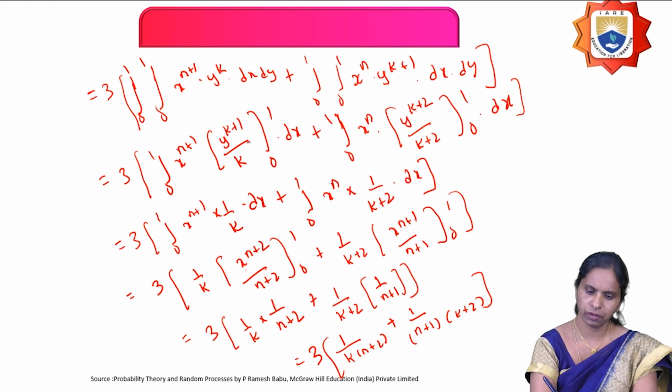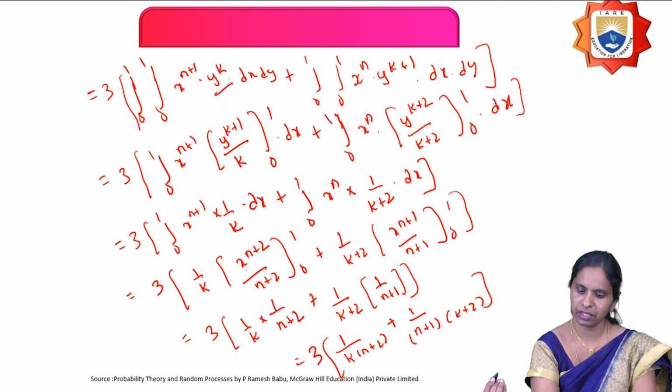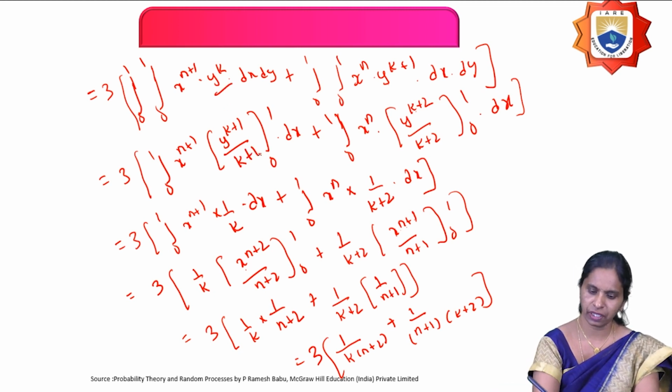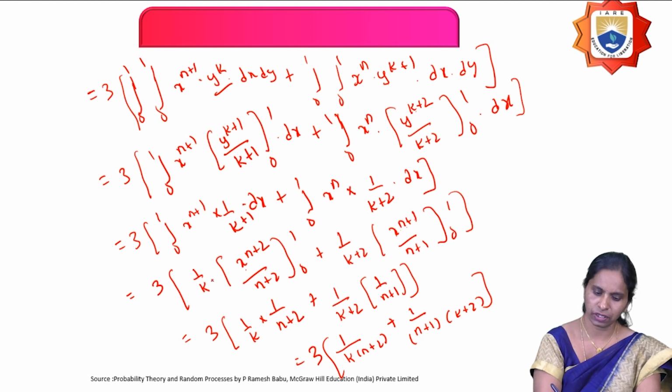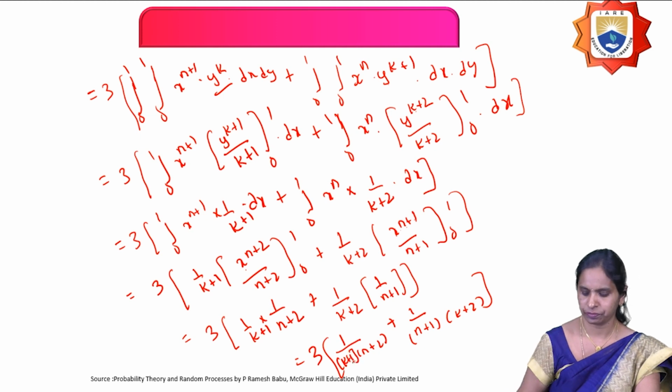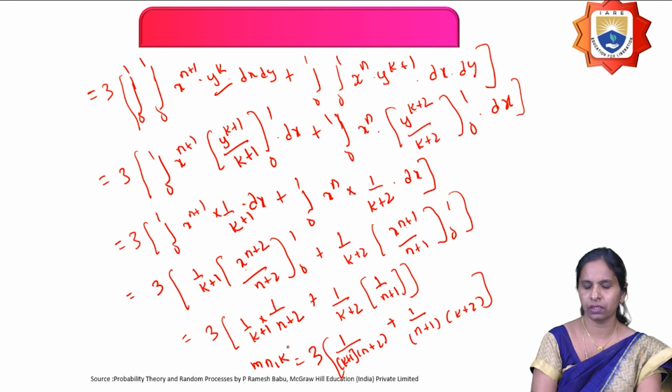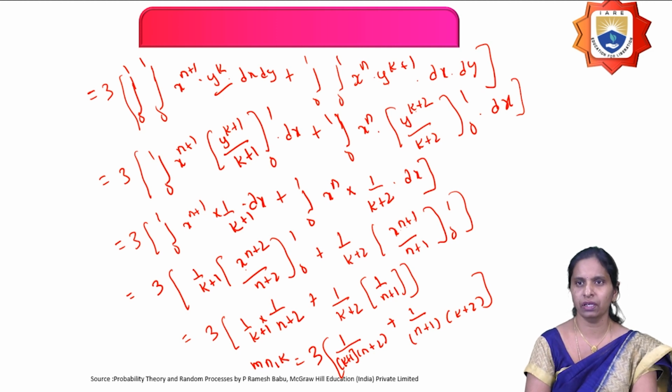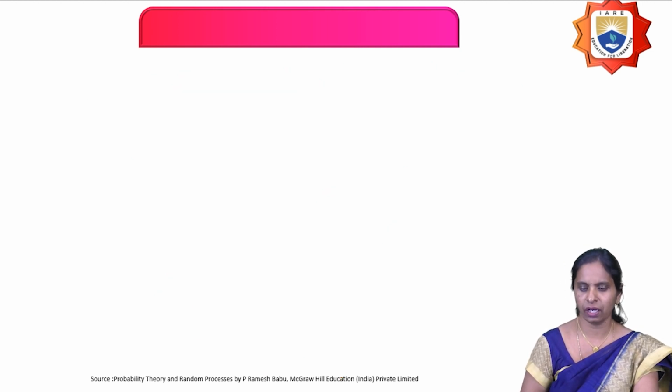Here the integration of y power k is y power k plus 1 by k plus 1. This is not k here, this is k plus 1. So here also it is k plus 1. So here what can you obtain? k plus 1. So this is the n plus k order joint moments about the origin. So like that you can calculate.